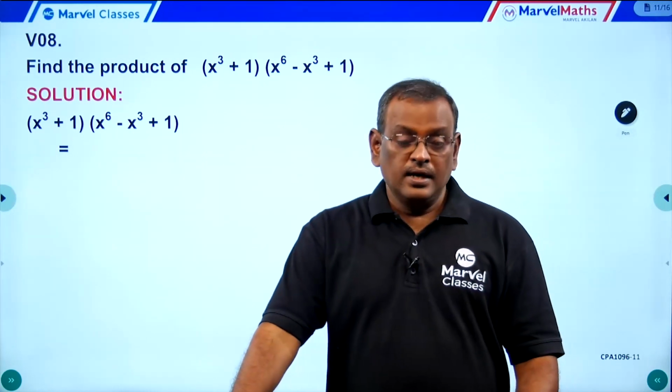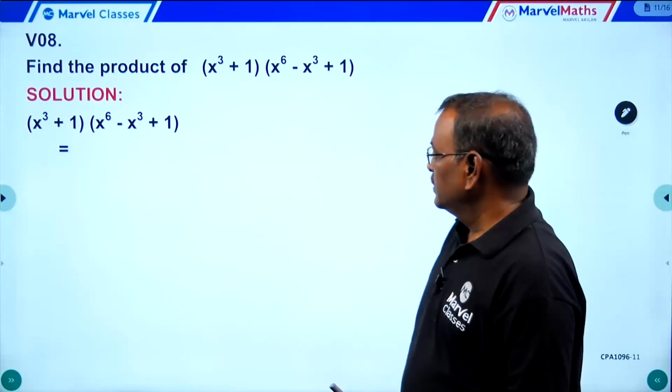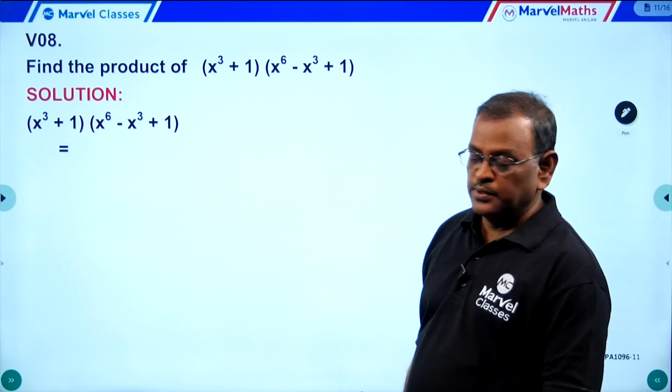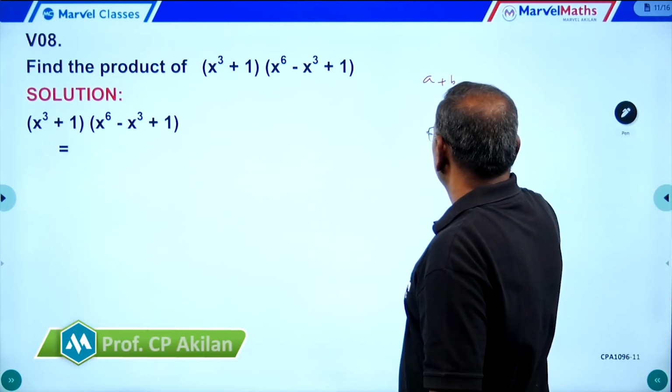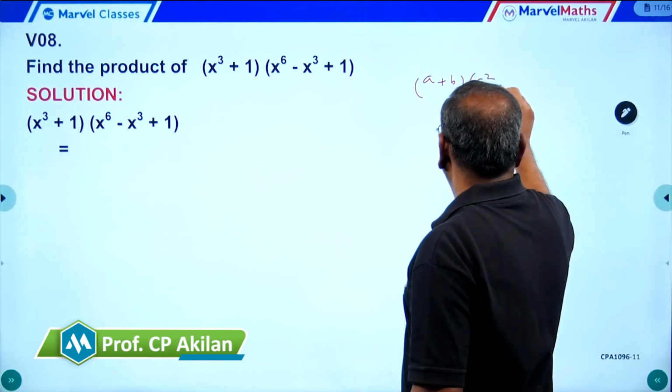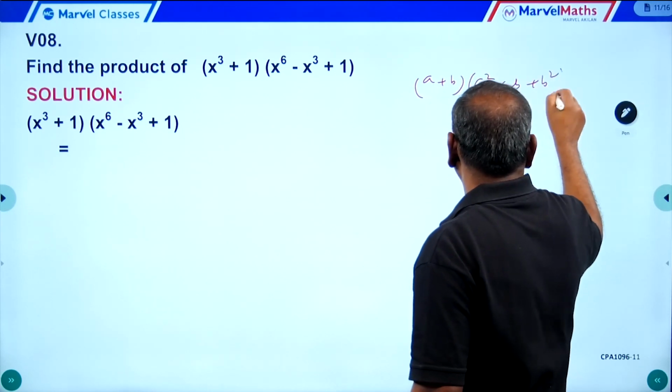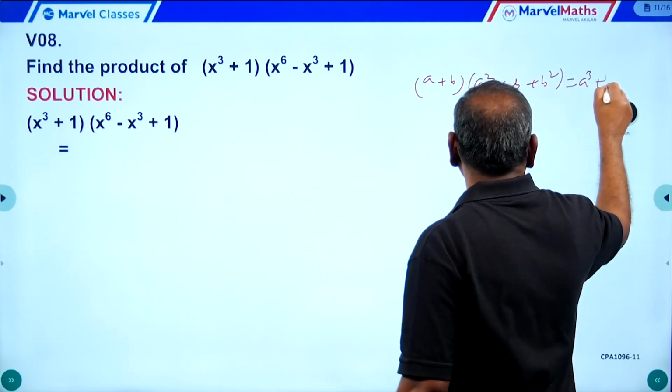Hello students, another interesting question now. This is based on the substitution method. We have the identity only for second degree, that is (a + b)(a² − ab + b²) = a³ + b³.